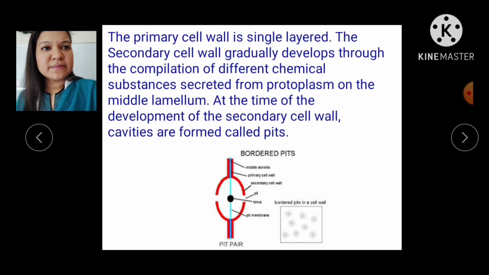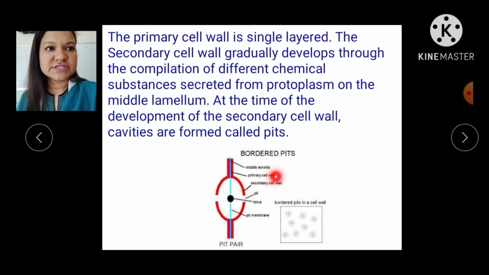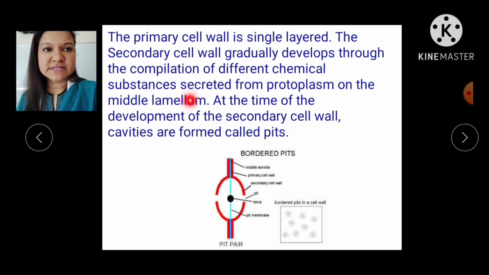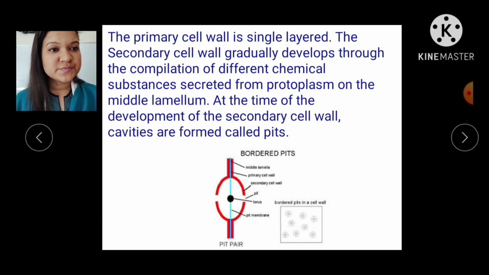And the primary cell wall is single layered. The secondary cell wall gradually develops through the accumulation of different chemical substances secreted from the protoplasm on the middle lamella. At the time of the development of the secondary cell wall, cavities are formed, and these are called pits. What are pits? It actually comes in your exam as a knowledge-based question. Here you can see this is the pit.